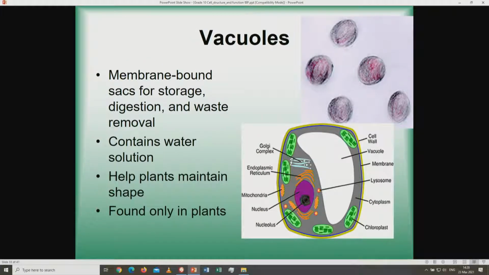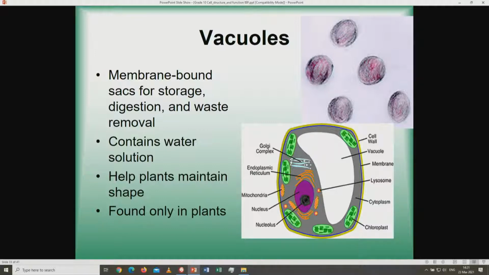Then your vacuole: membrane bound sacs for storage, digestion, and waste removal. Your vacuole is there to remove certain things, together with the Golgi body as well. It contains water solutions. It helps maintain the shape, which is an extremely important part of the vacuole, and it's found only inside the plant cells, only inside of the plants.